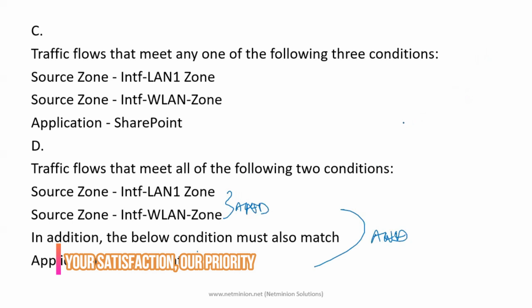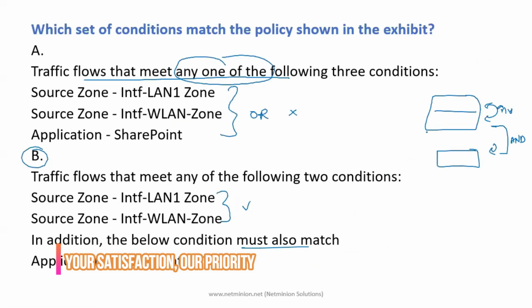Is it D? I think so. They see traffic meets all of the following two conditions, sir. If I am not wrong, it should be any one of them. Okay, between your source zone and your application, both are between only, right? It should be AND. Correct.